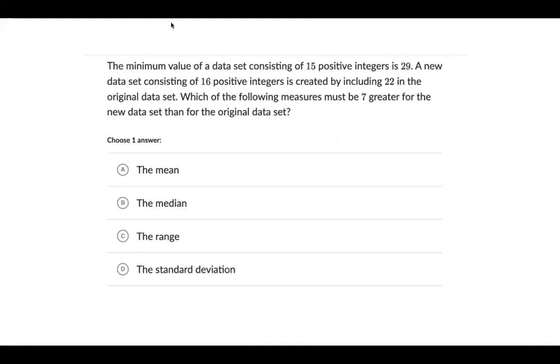So the reason it's not D is because we can't verify the fact that the standard deviation of the new data set is 7 greater than the standard deviation of the original data set, because we don't know what the standard deviation of the original data set is. There's no way to figure out what the standard deviation is for the first data set. Do you understand, Siri?